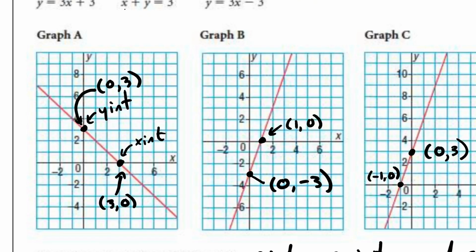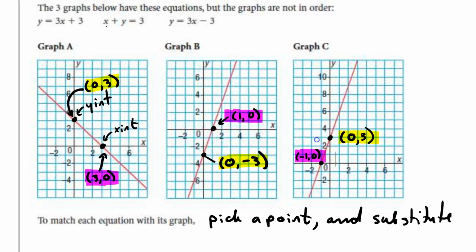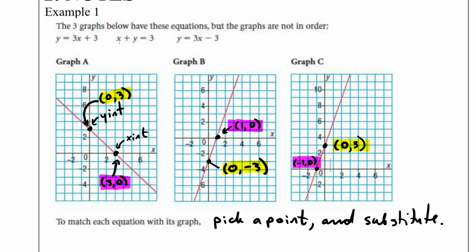Let me just highlight a few things. With our x-intercepts, we always have the y-coordinate being 0. For our x-intercept, y equals 0. For our y-intercept, our x always equals 0. Those are two important cues, because 0 is always easy to substitute in. Always, always, always. So if you want to pick a point and substitute, my suggestion is pick a point that is on one of these graphs.